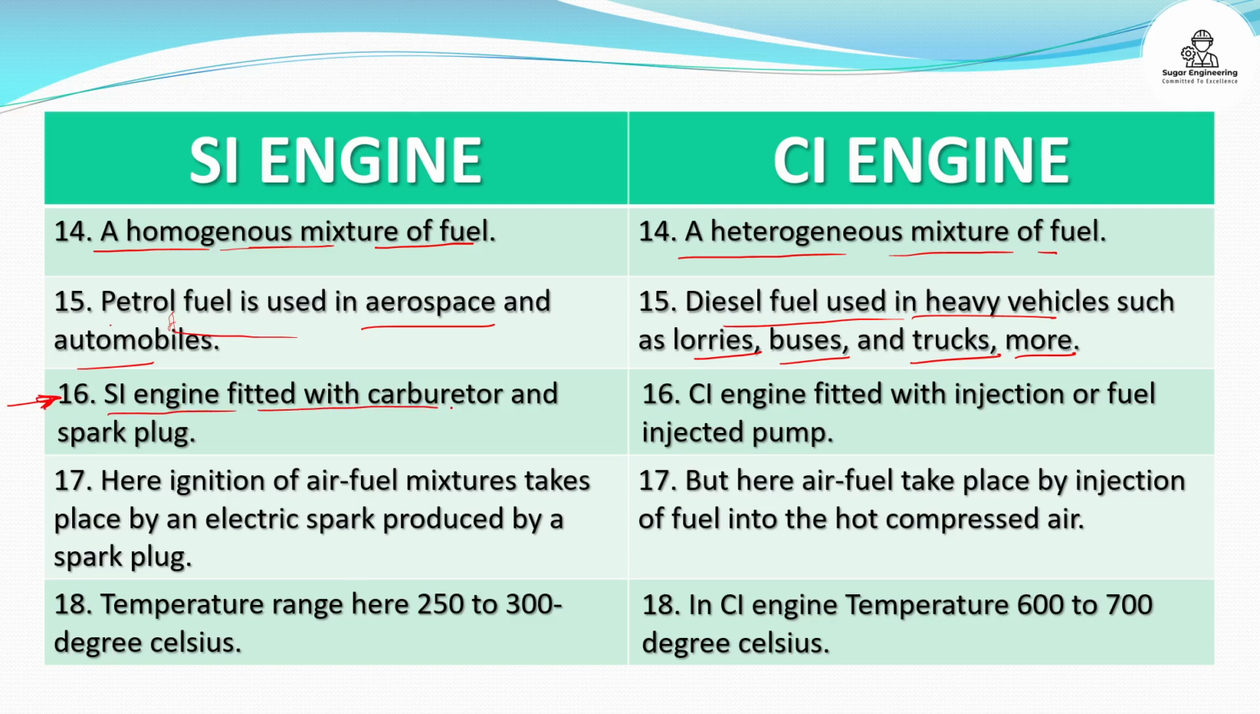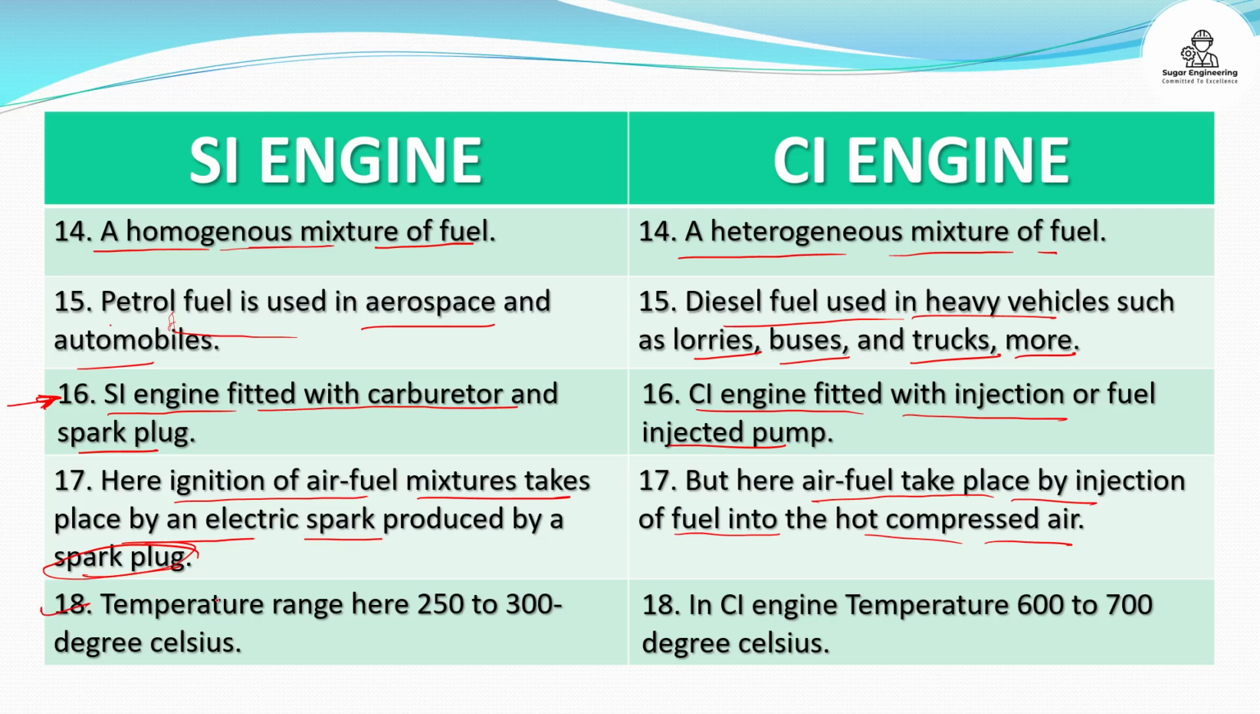SI engines are fitted with a carburetor and the spark plug, whereas the CI engines are fitted with fuel injection pumps. In SI engine, the ignition of air fuel mixture takes place by an electric spark produced by a spark plug, as we have seen in our animation. But in CI engine, ignition takes place by the injection of fuel into the hot compressed air.